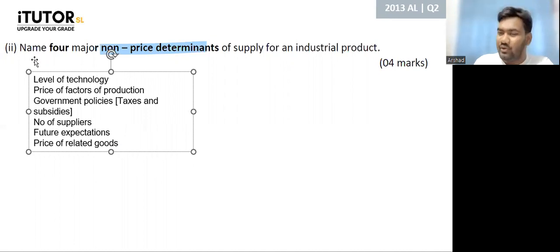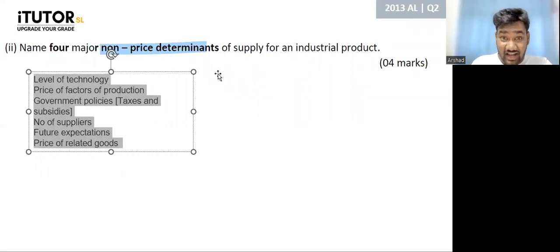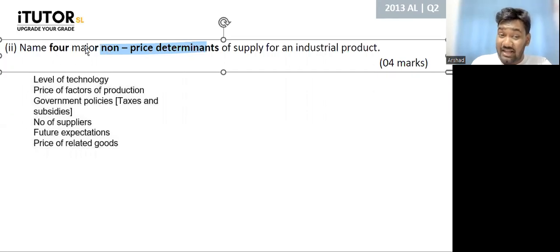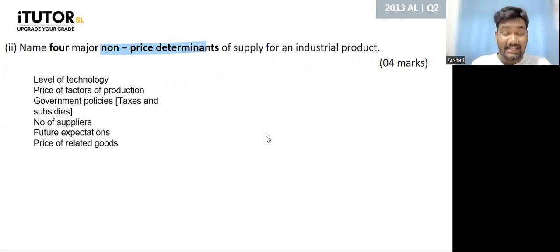And they're saying to name 4, no, guys. So you don't have to go and explain any of this. As long as you have named 4, it should be more than enough. The only thing that you need to have in mind is don't write price of the good. Why? Because they have said name 4 major non-price determinants. That is, apart from the price of the good, what are the other determinants?